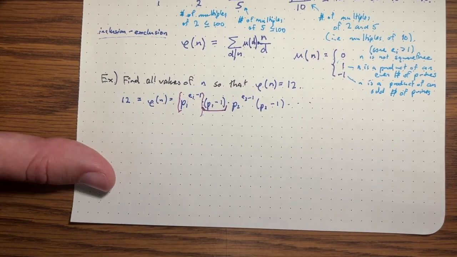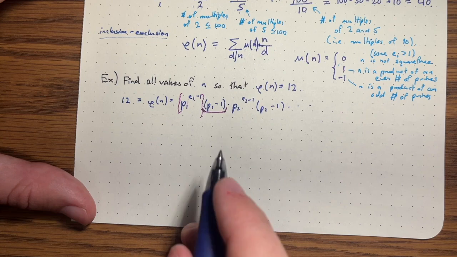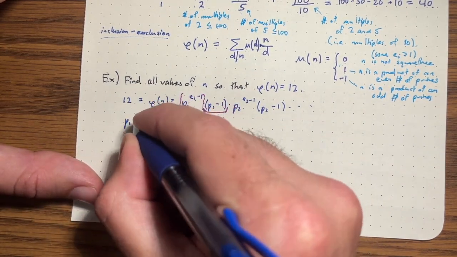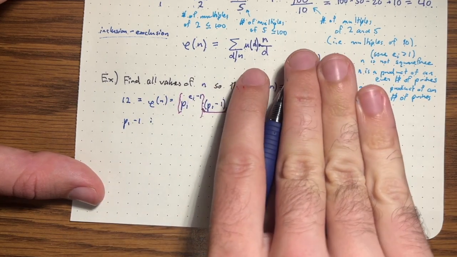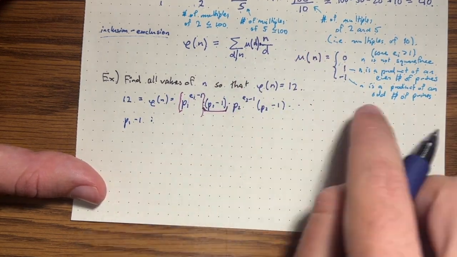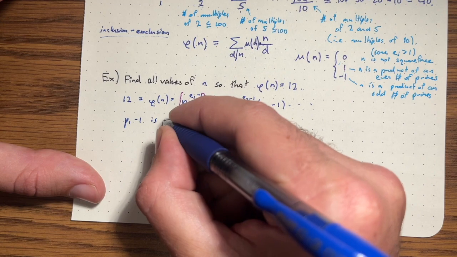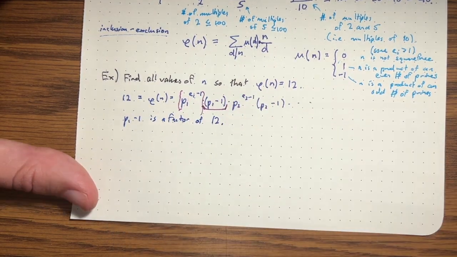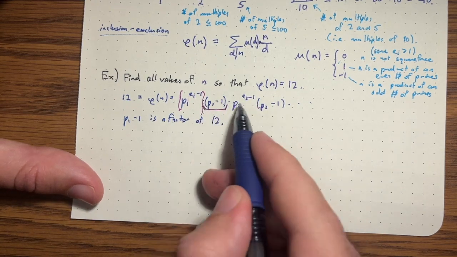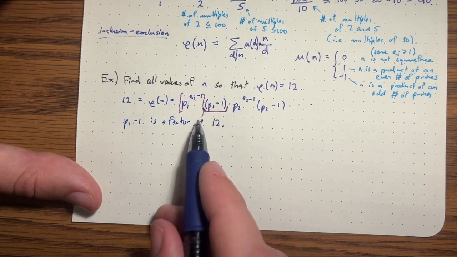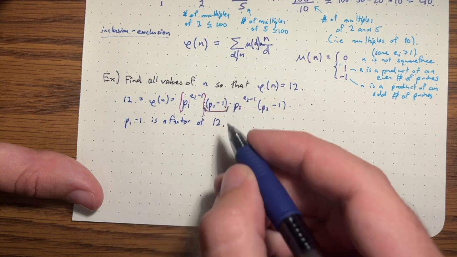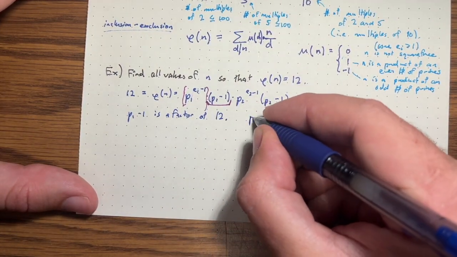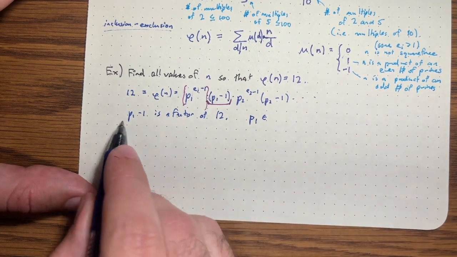And so P minus 1, what can we say about it? Well, it has to be a factor of 12, right? So P minus 1 is a factor of 12. Let's start with the first prime. There might be a bunch of primes in this product, but we'll start with the first one. So this is a factor of 12, and that's all we know. This could be 6, this could be 4, it could be 3, it could be 12 itself, right? It could be 1 even. So there are a lot of possibilities. Let's look at all the possibilities.